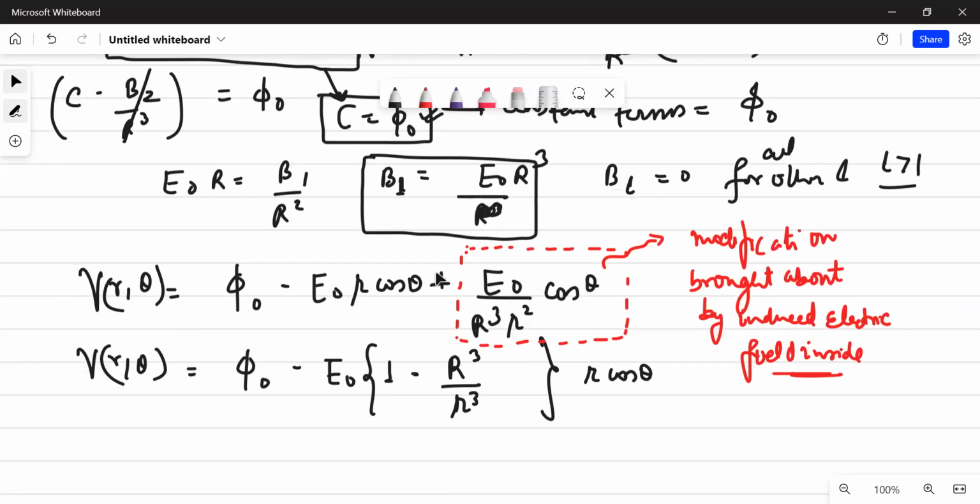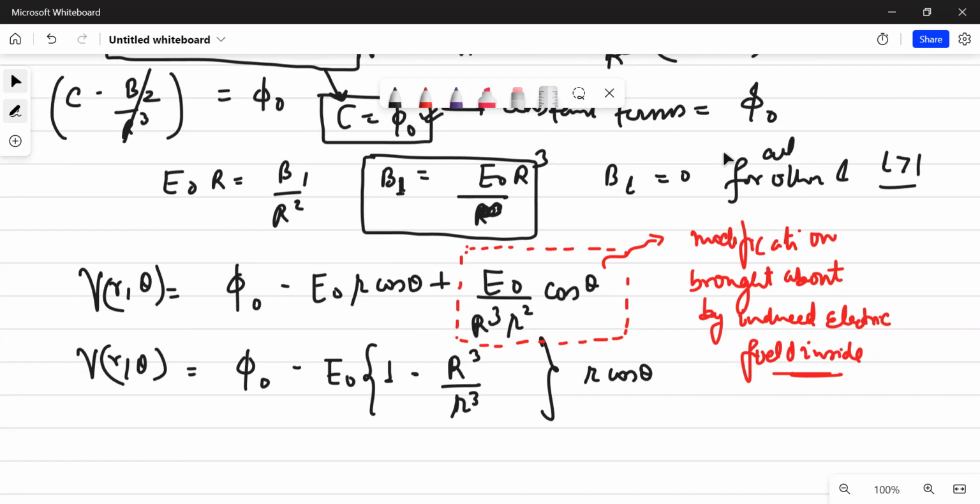Is that clear? This particular thing would obviously be because of some source electric field, because this is because of the external electric field. This is very much clear: C minus E naught r cos theta. This is due to the external electric field, E naught k cap. What is this? This is possibly due to the induced electric field inside the sphere. Is that clear or not?